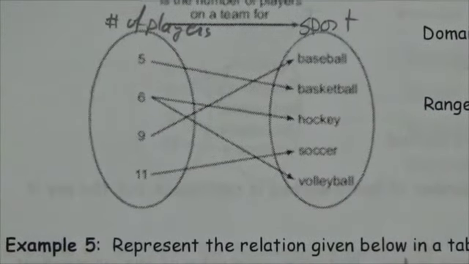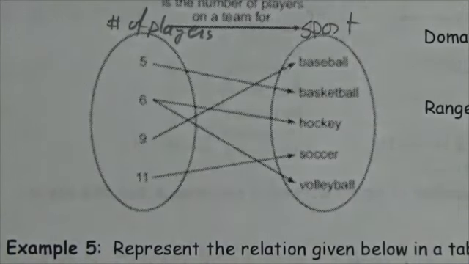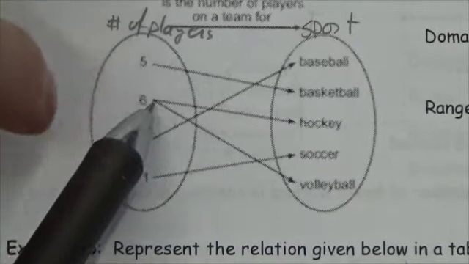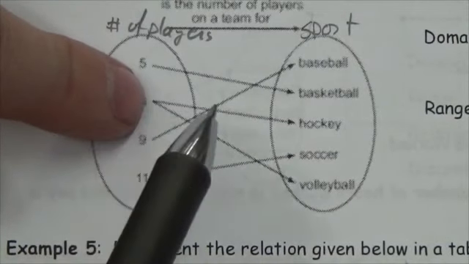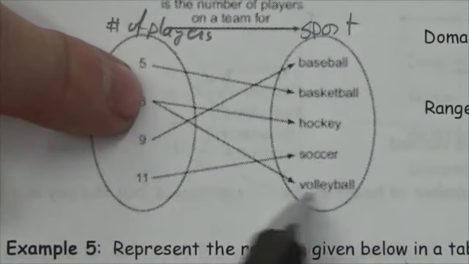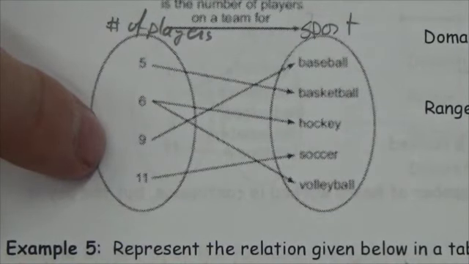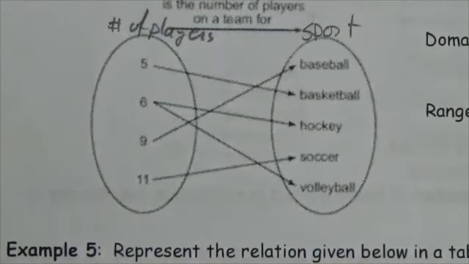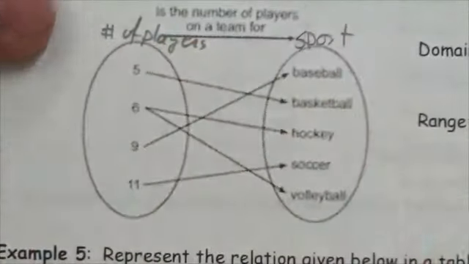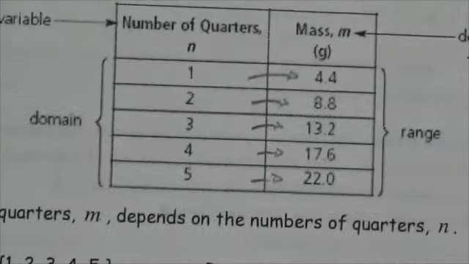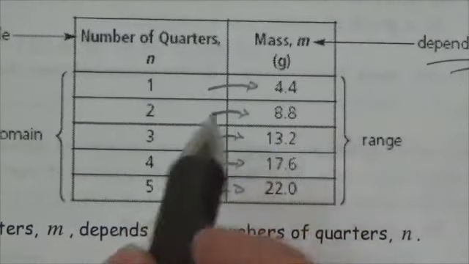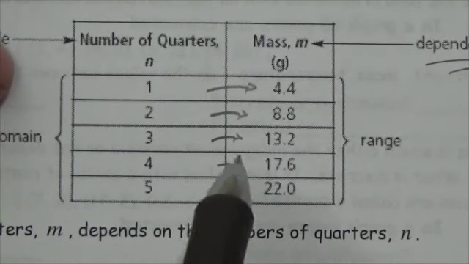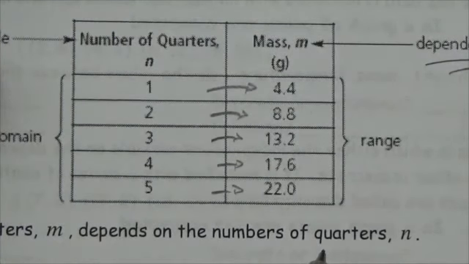Now, one little thing to point out here before we move on, and it's something we're going to come back to. Notice, for example, here that 6, if we've got 6 people here, we got a little bit of choice. We could play either hockey or volleyball. Okay? It's sort of interesting that this right here has a couple of different options that it points to. If we look back to the previous example here, notice that wasn't true. That every time you had a specific value in here, it pointed to a single value in the range.